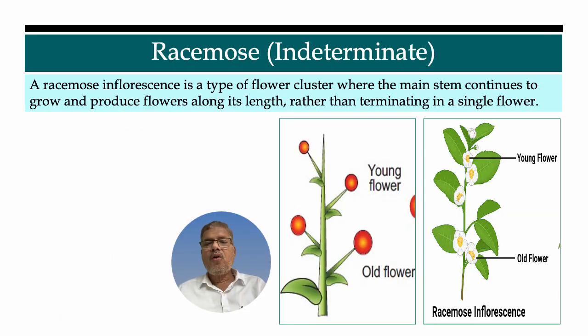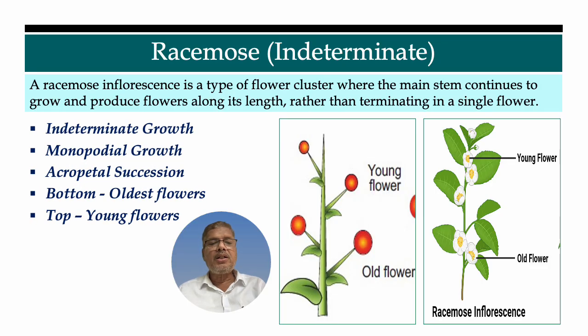A racemose inflorescence is a type of flower cluster where the main stem, that is the peduncle, continues to grow and produce flowers along its length, rather than terminating in a single flower. This results in an unlimited or indeterminate growth pattern, where the oldest flowers are typically at the base and younger flowers develop towards the tip.